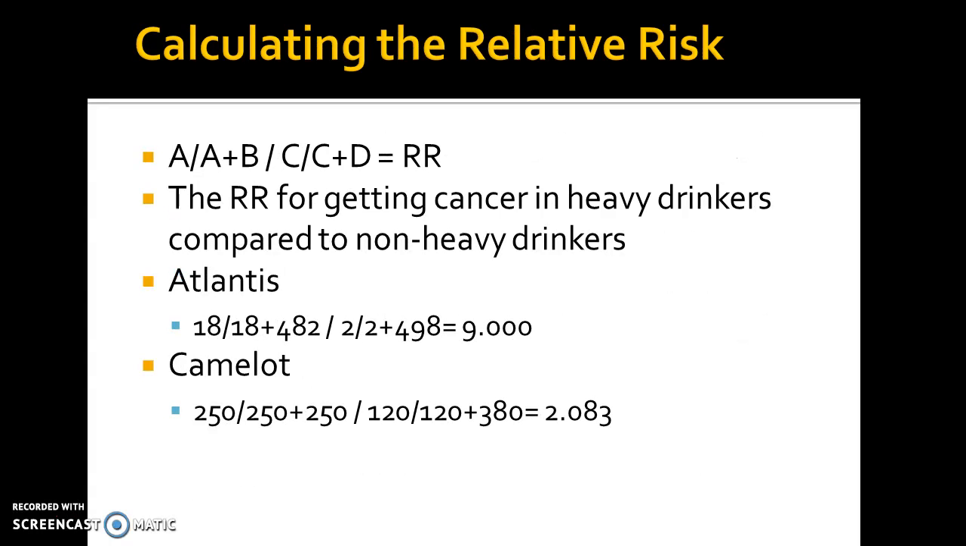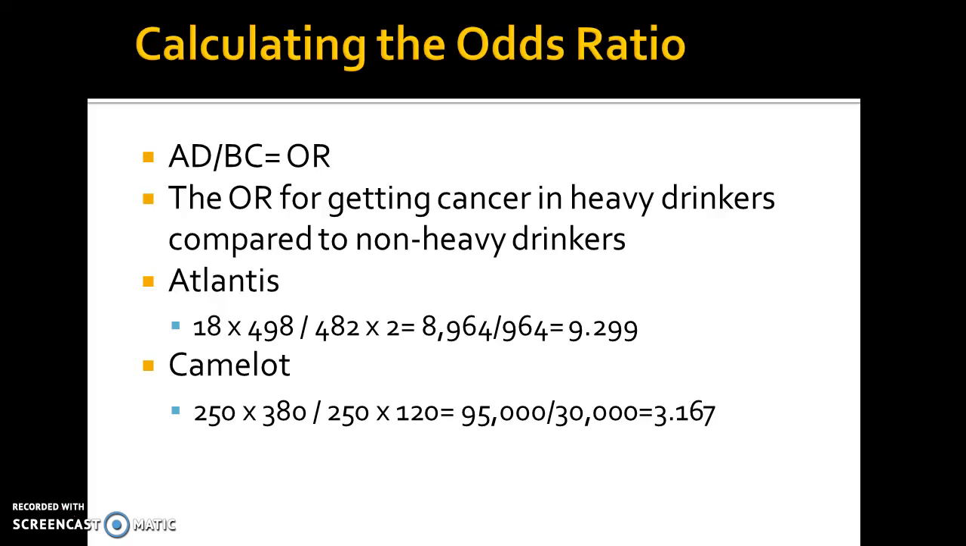Now, to calculate the relative risk, this is the formula we will use. It's A over A plus B, over C over C plus D. You can calculate those separately, then you get your numerator and your denominator. Those will equal our relative risk, the relative risk for getting cancer in heavy drinkers compared to non-heavy drinkers. In Atlantis, it is a relative risk of 9. In Camelot, it is a relative risk of 2.083. Calculating the odds ratio, again, is very straightforward. You have A times D divided by B times C. The odds ratio for getting cancer in heavy drinkers compared to non-heavy drinkers in Atlantis is 9.299, and the odds ratio in Camelot is 3.167.